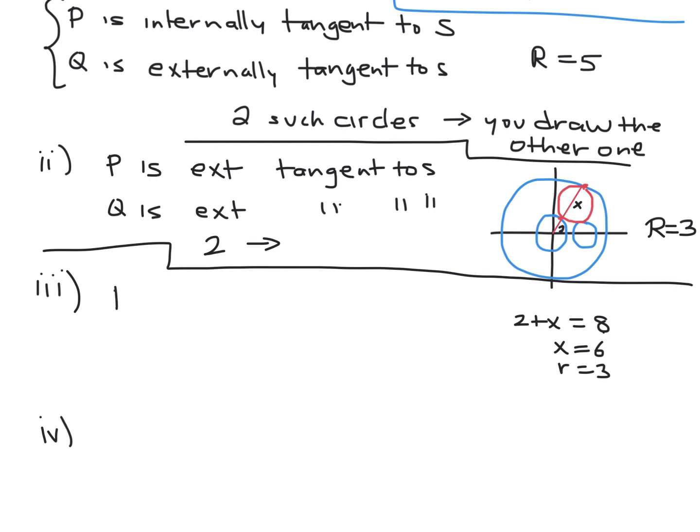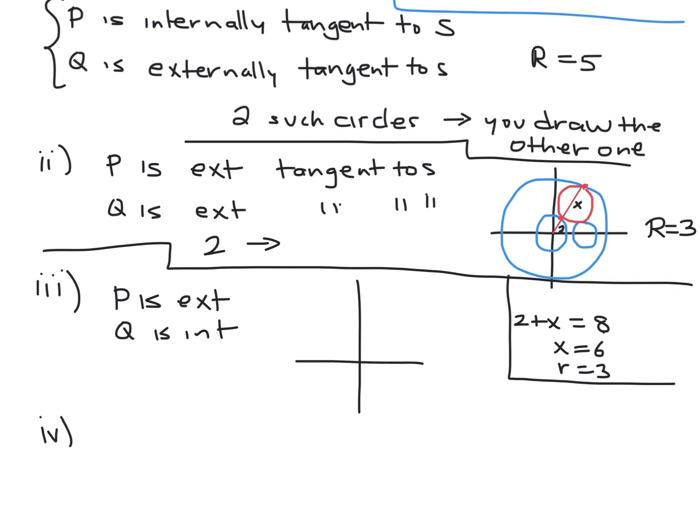Okay, next one, P is externally tangent, and Q this time is internally tangent. So let's draw this one. Hold on, let me draw this one here. So same kind of story, we got to draw the big one, the little one, and the little one on the side. And then we got to draw a circle that is matching this criteria. So I think something like this. Oh boy. Let's see here. Something like this, I think. Yeah. So it's going to be tangent here, here, and here.